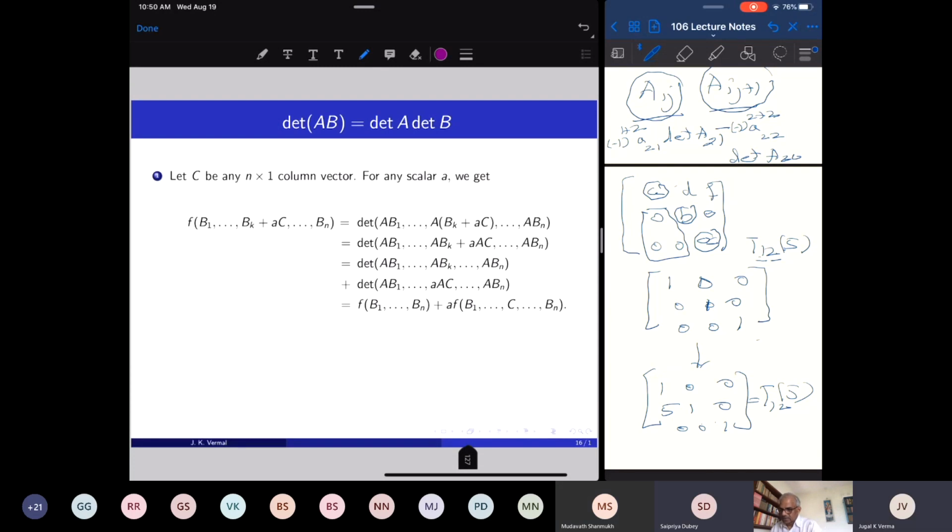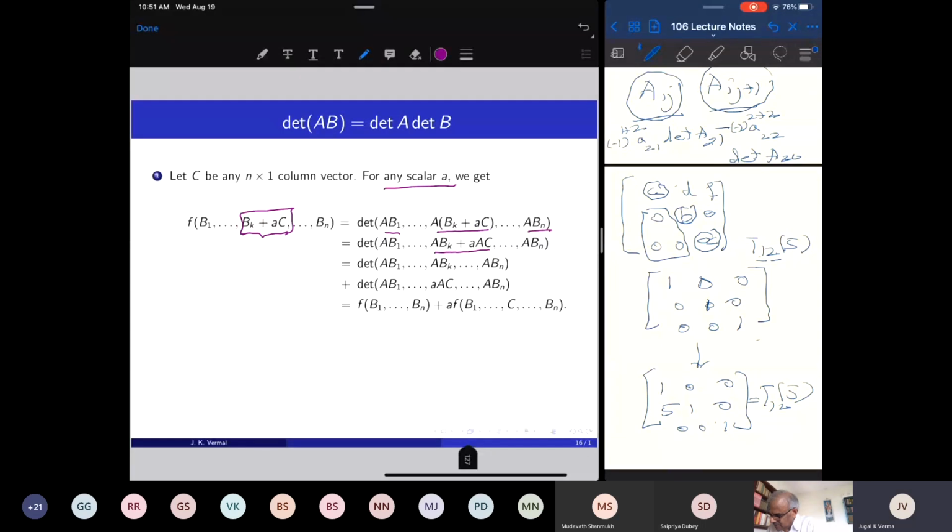Okay. So suppose c is an n by 1 column vector and take any scalar a, and I am proving the multilinear property. So the kth column is bk plus ac. I could have taken alpha bk plus beta c, but the proof is the same. So here is my matrix. In the matrix B, I am replacing the kth column by bk plus ac. So by the definition of F, it is the determinant of Ab1, A times (bk plus ac), Abn. Now A times (bk plus ac), by properties of matrix multiplication, is this column vector.